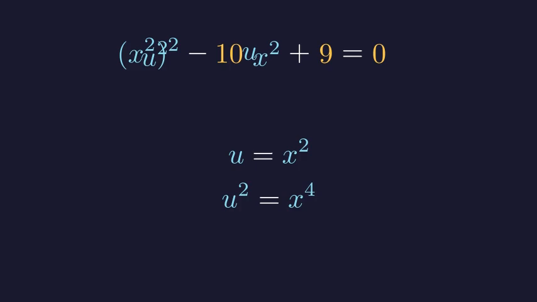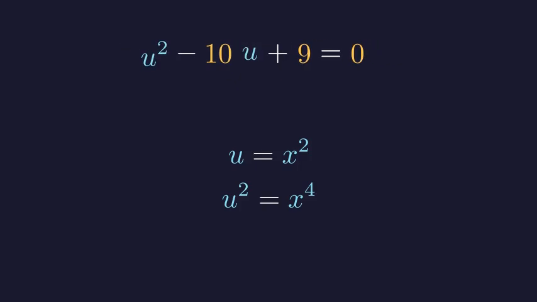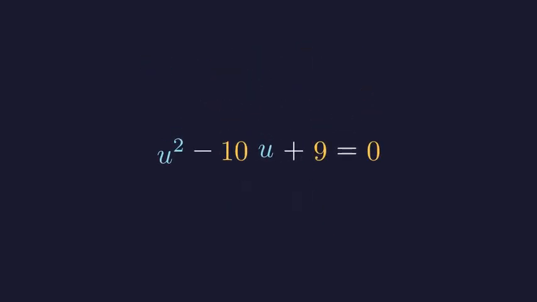Where we saw x to the power of 4, we place u squared. Where we saw x to the power of 2, we place u. The equation transforms before your eyes from a complicated quartic into a standard quadratic. U squared minus 10u plus 9 equals 0. Now we're on familiar territory.